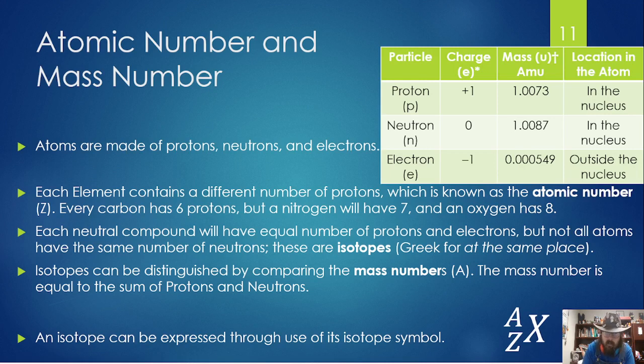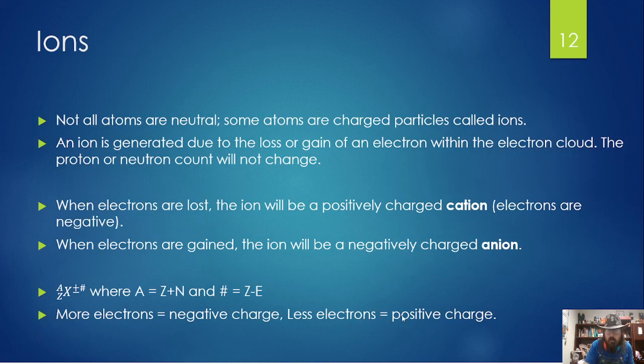An isotope can be expressed through its isotope symbol. So, writing a generic atom, we have the element symbol, the mass number A, and the atomic number below, Z. So we'll finish up, and maybe with a practice problem in a minute.